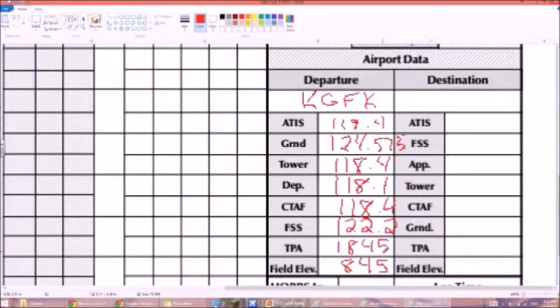For your destination section of the airport data part, all of the information will be located in the same area, except it'll be for where you're going to, where you're flying to. So you'd look up what your destination airport is, and the only thing that would be different is your departure and your approach. So you'd be looking for your approach instead of your departure when you're looking for your destination. But they're the same thing. They just have different names for them.